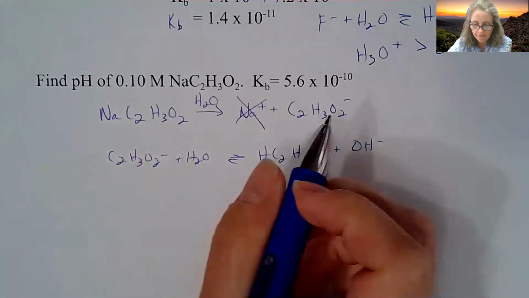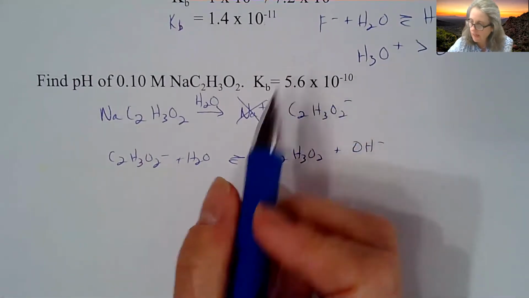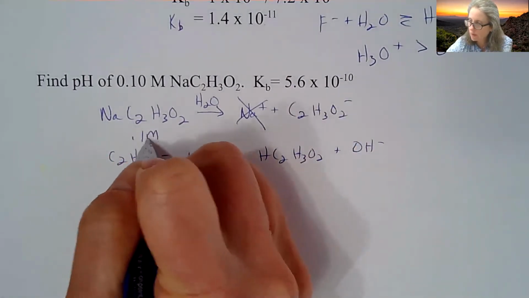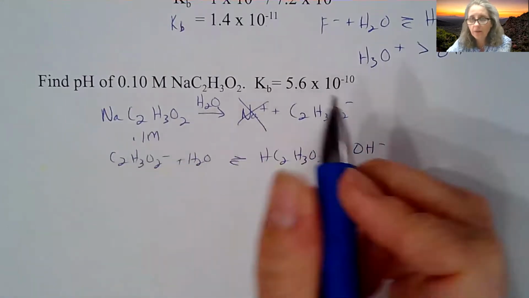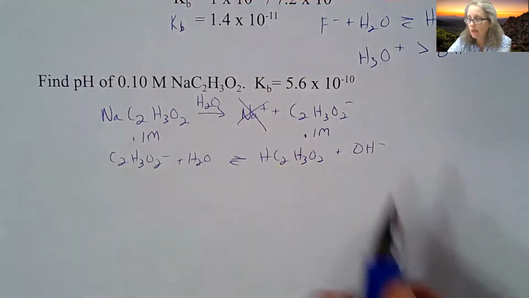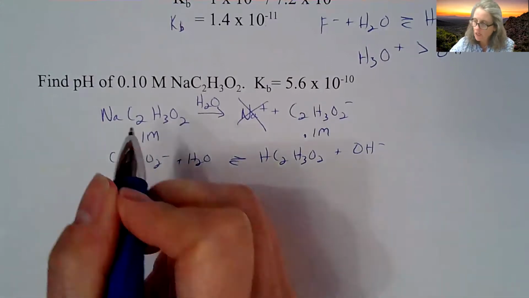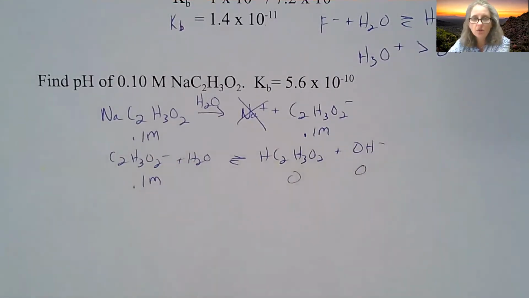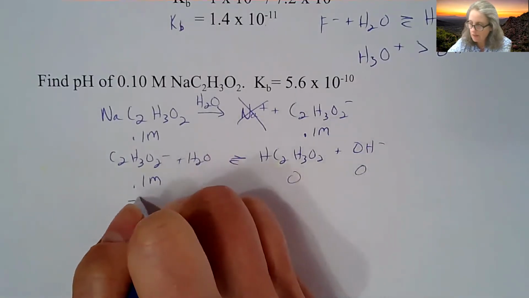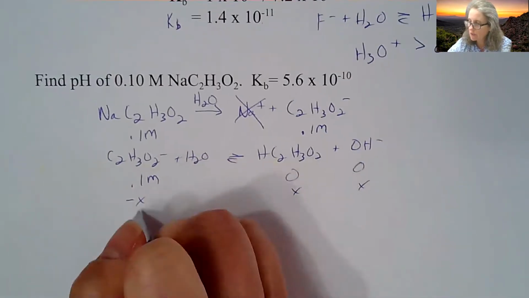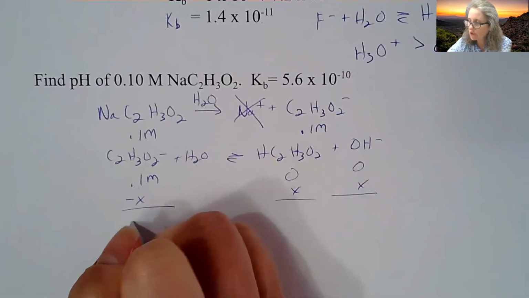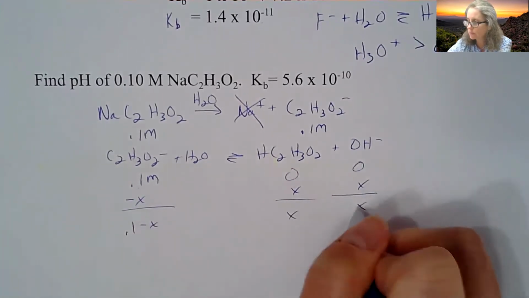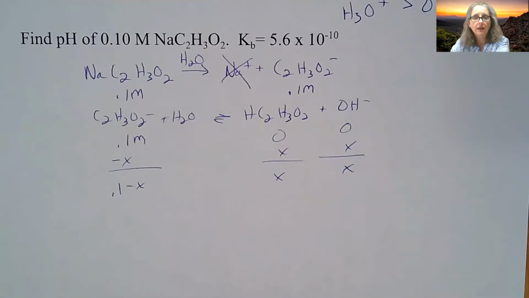Now, we do know that if I start with a 0.1 molar on my container, that's going to give me 0.1 molar of my acetate ion. So this is 0.1 molar, and I have none of these two to start with. So this goes down by X, this goes up by X, this goes up by X. And again, you don't need to show this, but I'm just showing it for the notes so that if you look back at this, you can reference where we got all of these numbers.